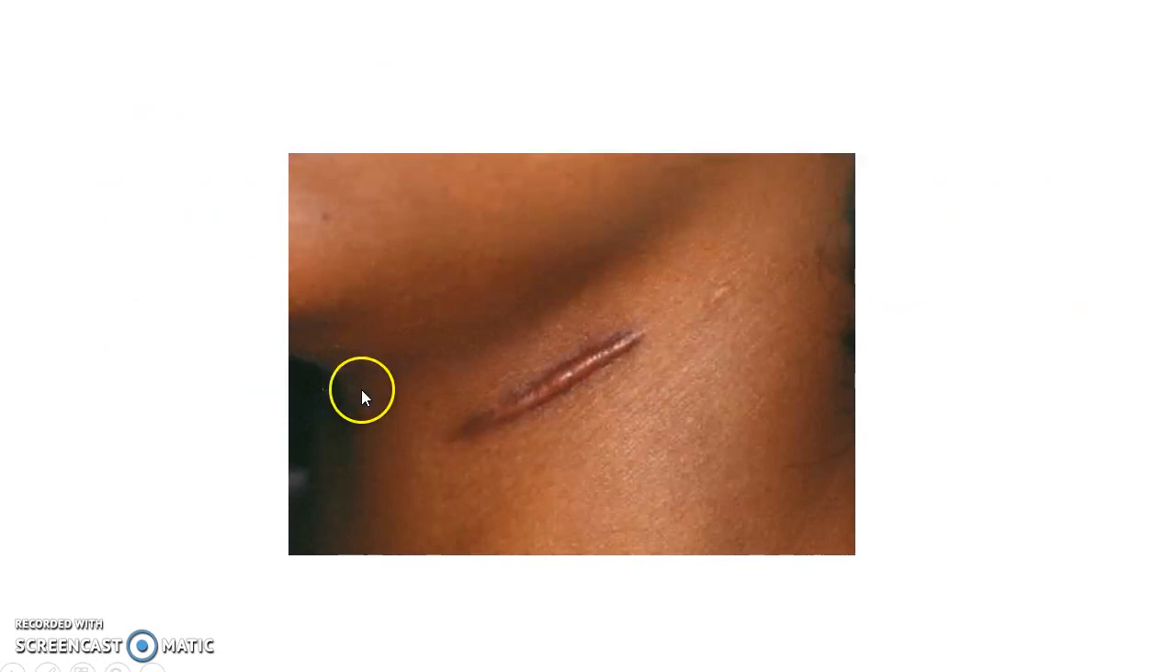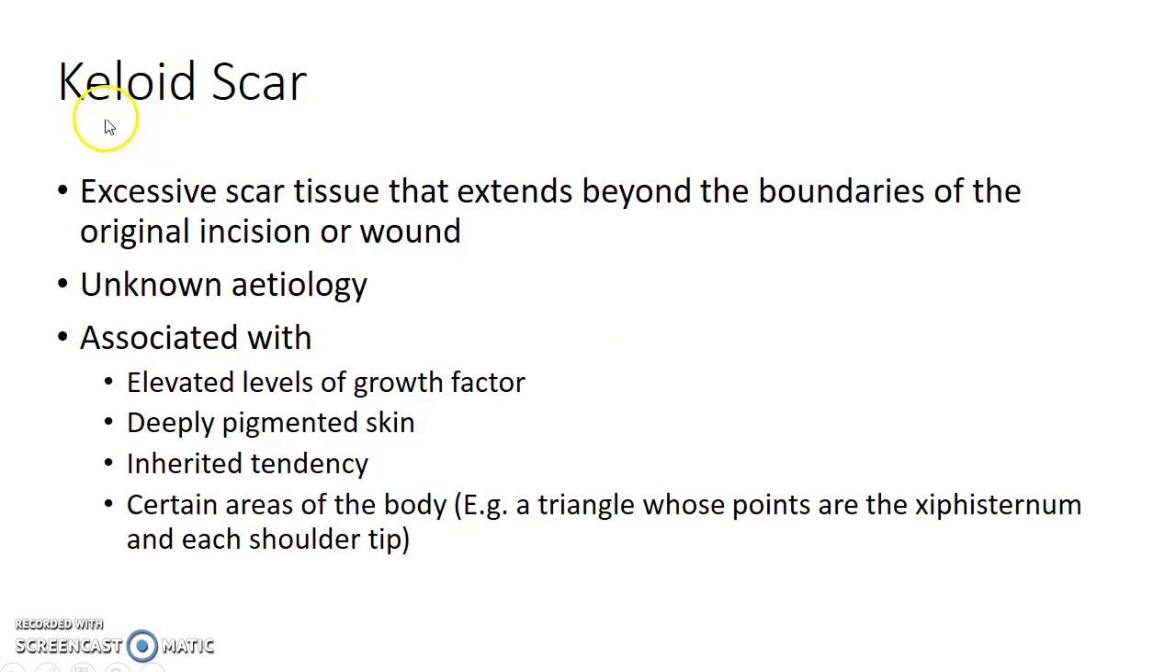This picture shows a hypertrophic scar. Note, a hypertrophic scar does not extend beyond the initial area of wound or initial area of incision. Now let us see about keloid scar in detail. Keloid literally means like a crab's claw.